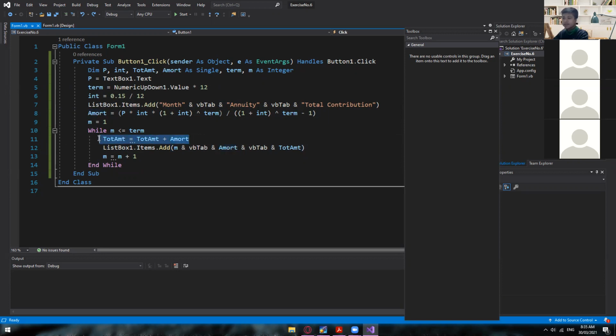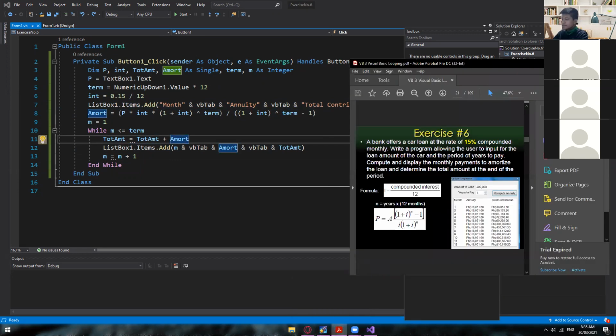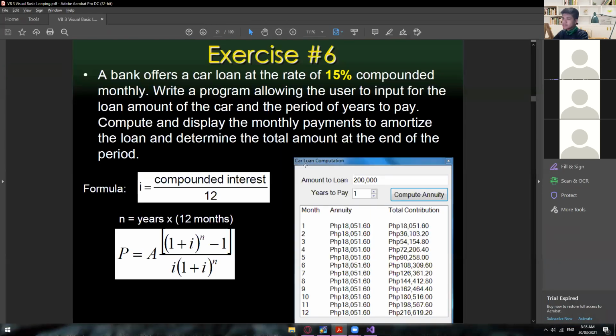And then for the total amount, of course you will only get all of your amortization or the previous total amount, and then it will be added as a new total amount. All right. So those are the key points for this example, those formulas. Anyway, that's it for exercise number 6.